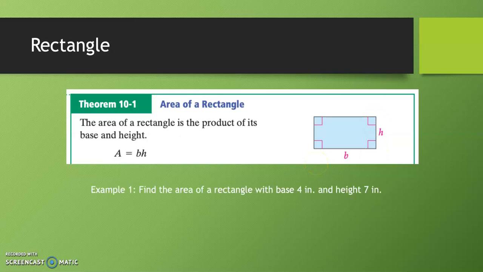Example 1. Find the area of a rectangle with base 4 and height of 7. So the area equals base times height. The base, it says, is 4, and the height is 7. It does not matter because 7 times 4 and 4 times 7 is the same thing. And 7 times 4 is 28 inches. When dealing with area, we must always square our units. So it was in inches, so our final answer is 28 inches squared.